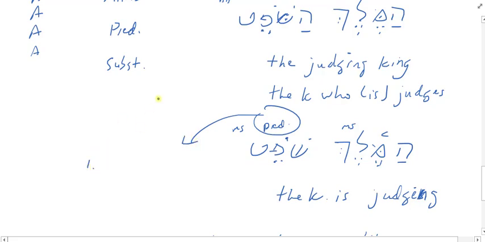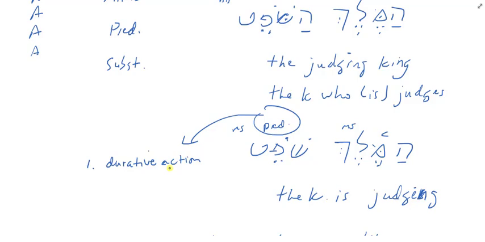First of all, they are going to give what some people like to describe as durative action, action that happens over time. And that's why we will frequently use "is blanking," right? Or "was blanking." The king is judging. It's a process of action, or it occurs over time.